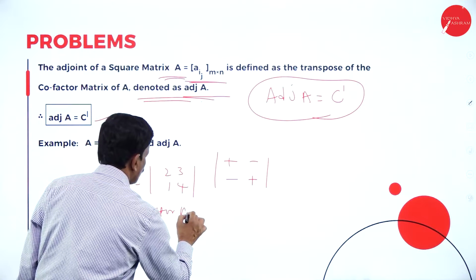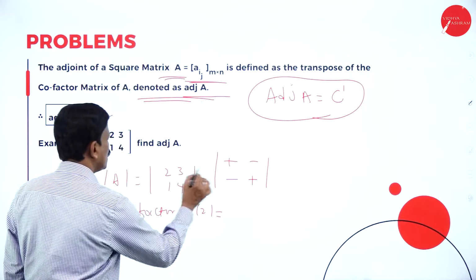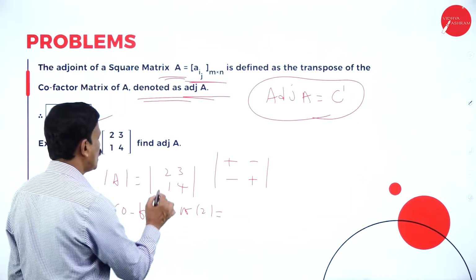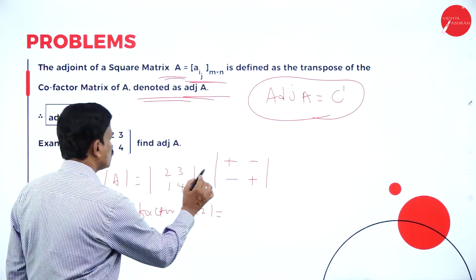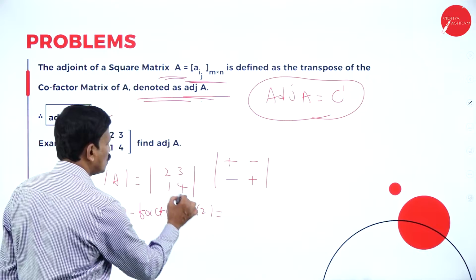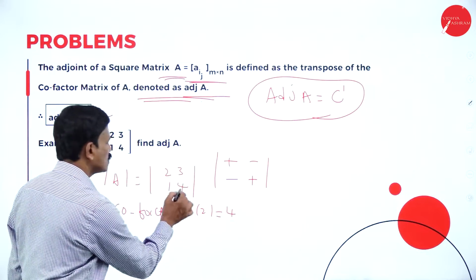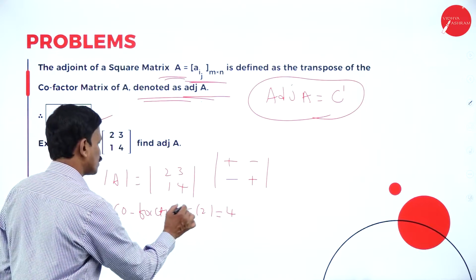The cofactor of the first element 2 is equal to: delete the row containing 2 and the column containing 2. This 2, 3 and 2, 1 is gone. What is left over is 4. So this is gone. 4 is the cofactor of 2.